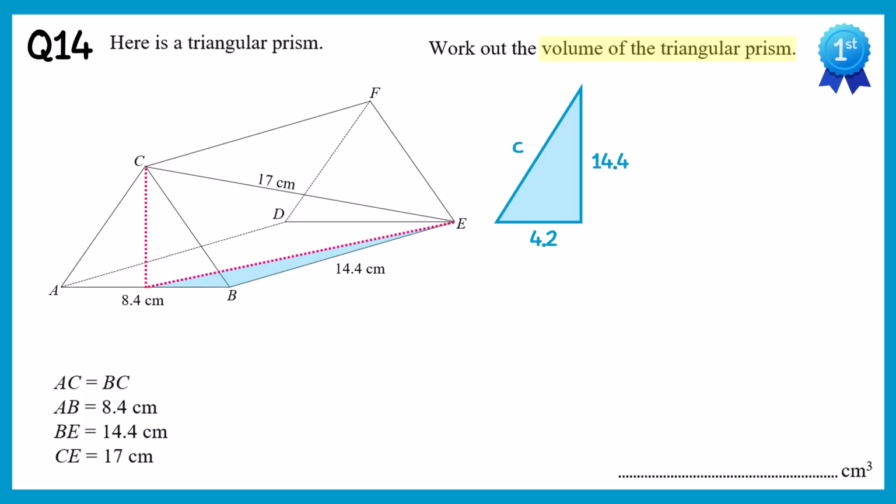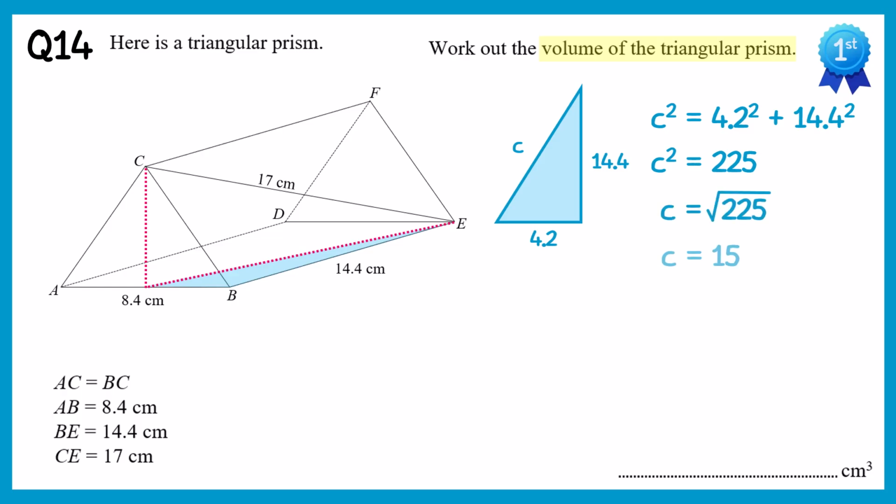So let's label the remaining side, the hypotenuse, as C. We can then write down that C squared is equal to the sum of the squares of the other two sides, so C squared equals 4.2 squared plus 14.4 squared. If you work out 4.2 squared plus 14.4 squared, you get 225. And then if you square root both sides, you find that C is equal to the square root of 225, which is 15. So C will be 15. Let's add that value of 15 onto the diagram.